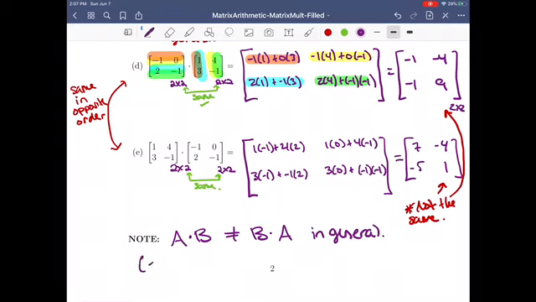Okay, so even when both operations are defined, you want to be careful that the order that you write them matters. Okay, so you need to keep that in mind.